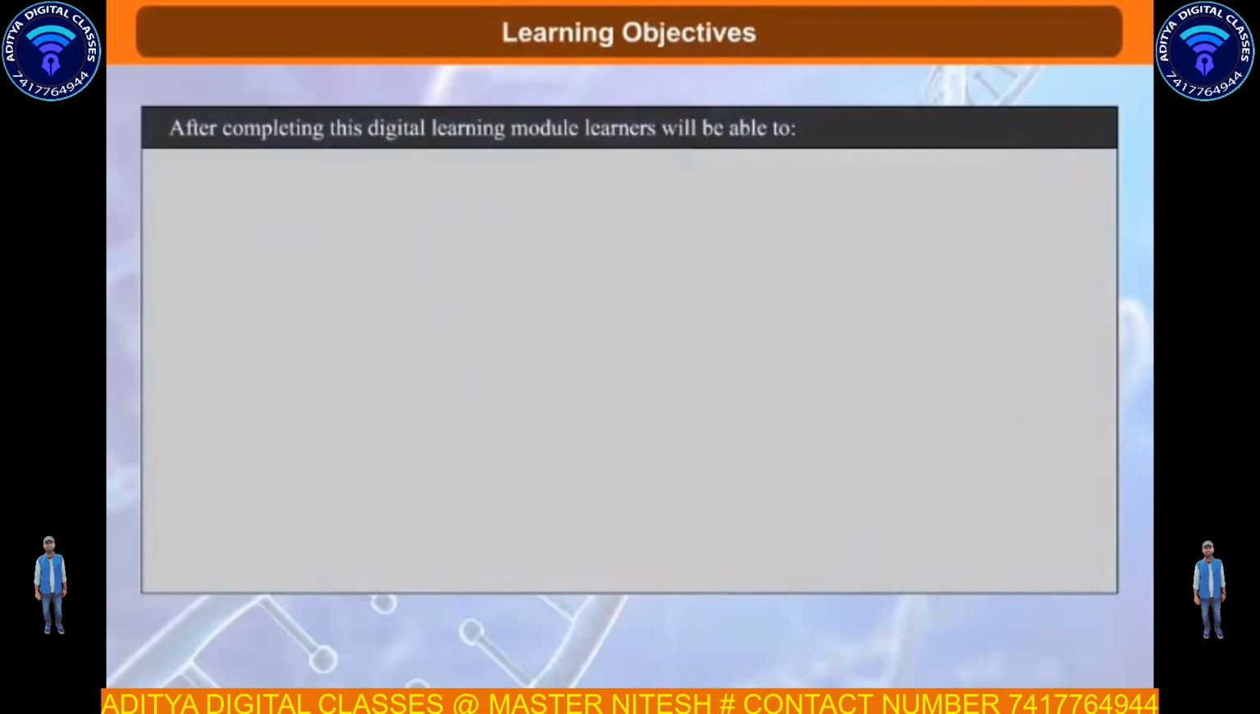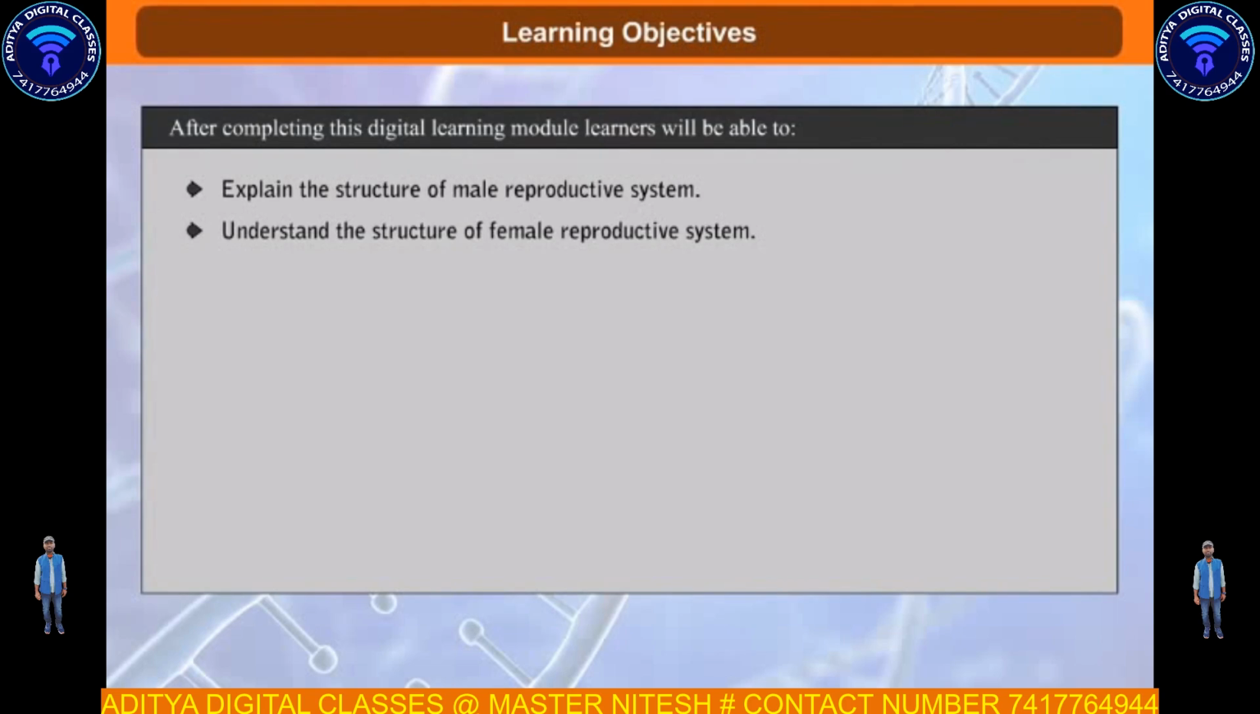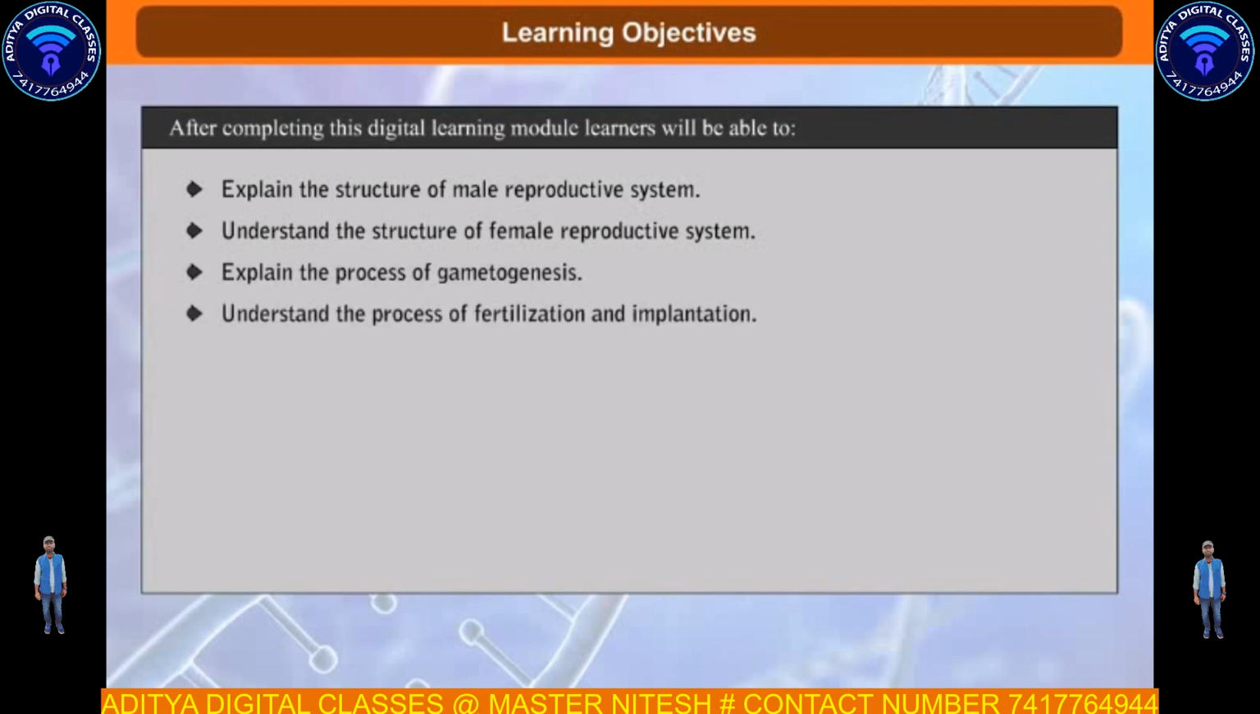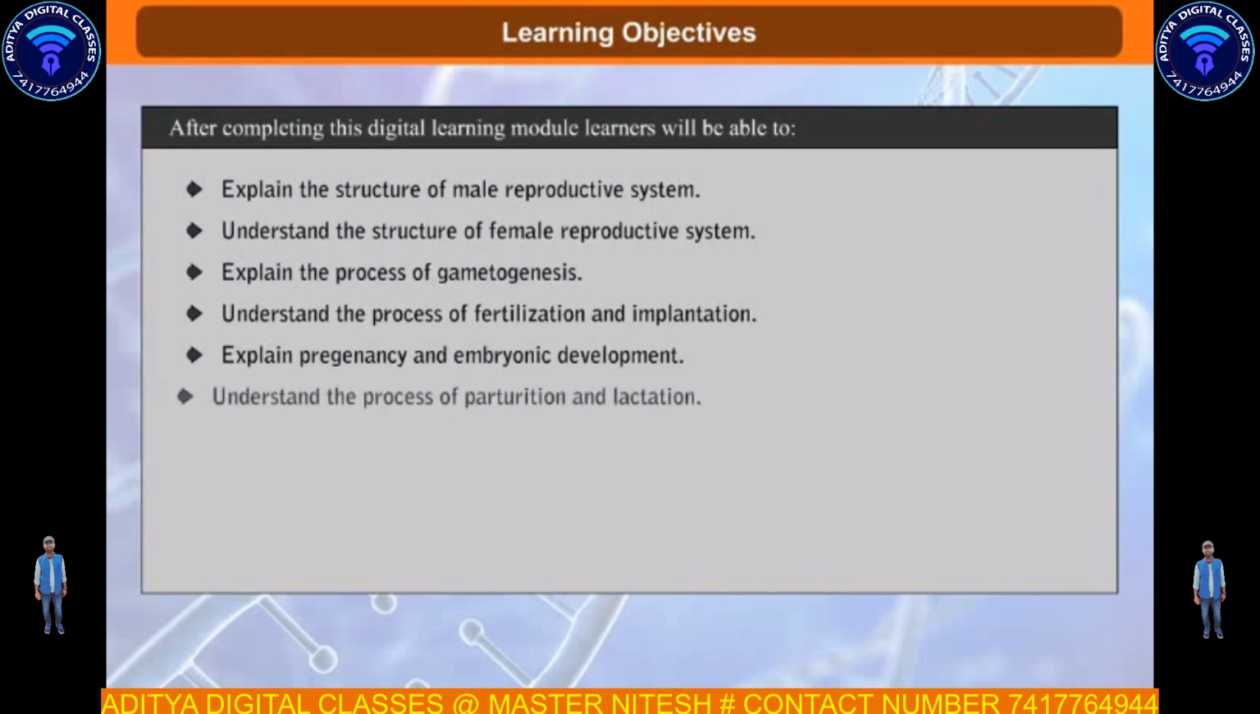After completing this digital learning module, learners will be able to explain the structure of male reproductive system, understand the structure of female reproductive system, explain the process of gametogenesis, understand the process of fertilization and implantation, explain pregnancy and embryonic development, understand the process of parturition and lactation.